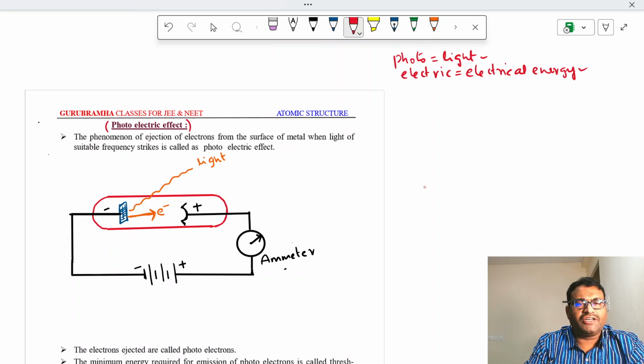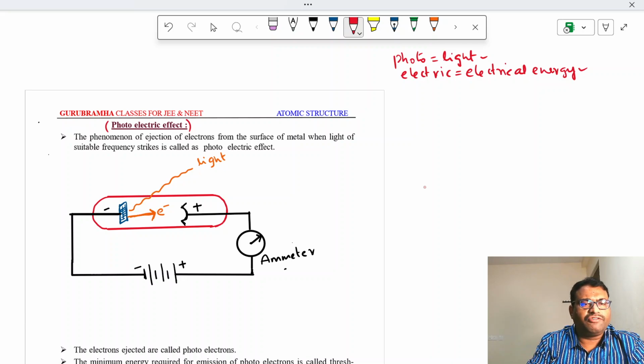So nowadays we are seeing, on homes, we have photoelectric equipments where sunlight energy is converted into electrical energy. So this is the phenomena occurring in those equipments.